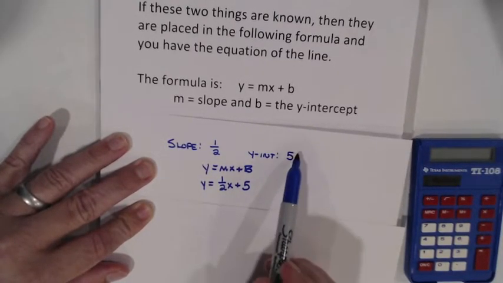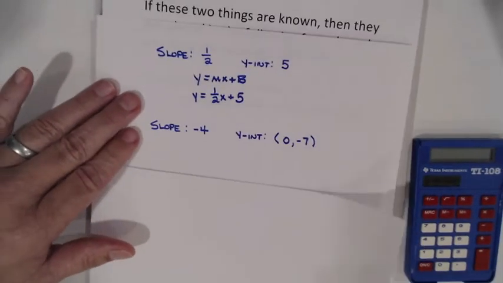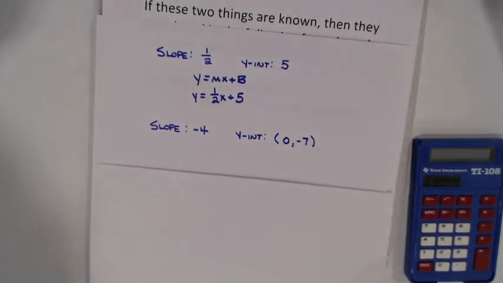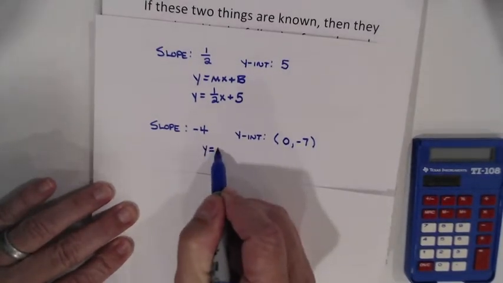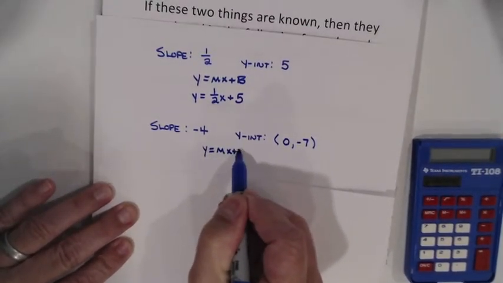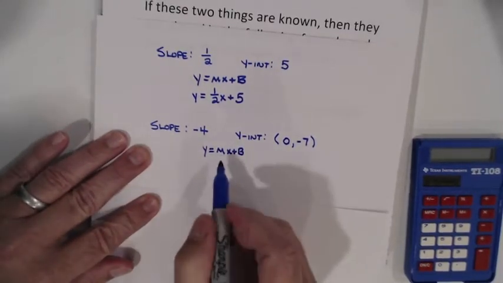Sometimes they'll just write a number there for the y-intercept, and sometimes they'll actually give you the point that's the y-intercept. Either way, you still do the exact same thing. You're going to use y equals mx plus b. You're going to take your slope and you're going to put it right here in this spot right here.